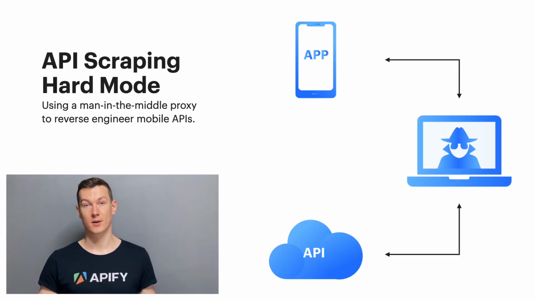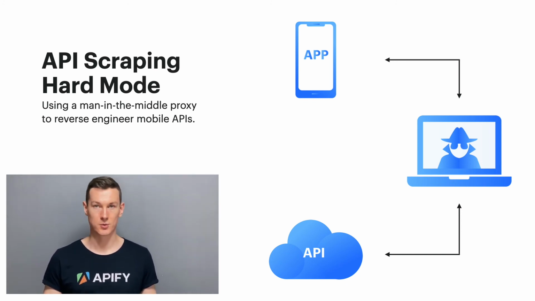Mobile apps are often purely API driven. This means they don't bother with HTML and get their content exclusively from APIs. This is a great time to use API scraping, but there's a problem. We don't have any dev tools to reverse engineer the network communication. Fortunately, there is a way.